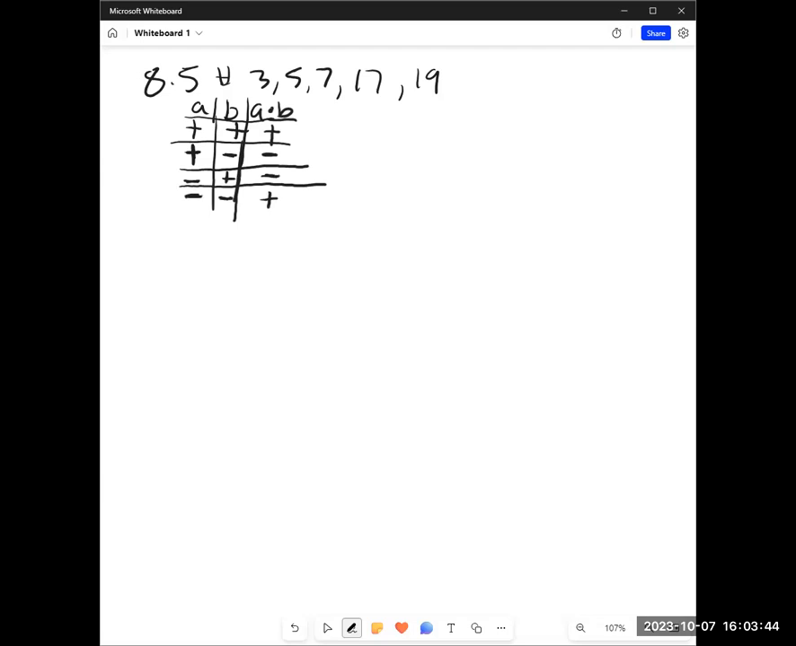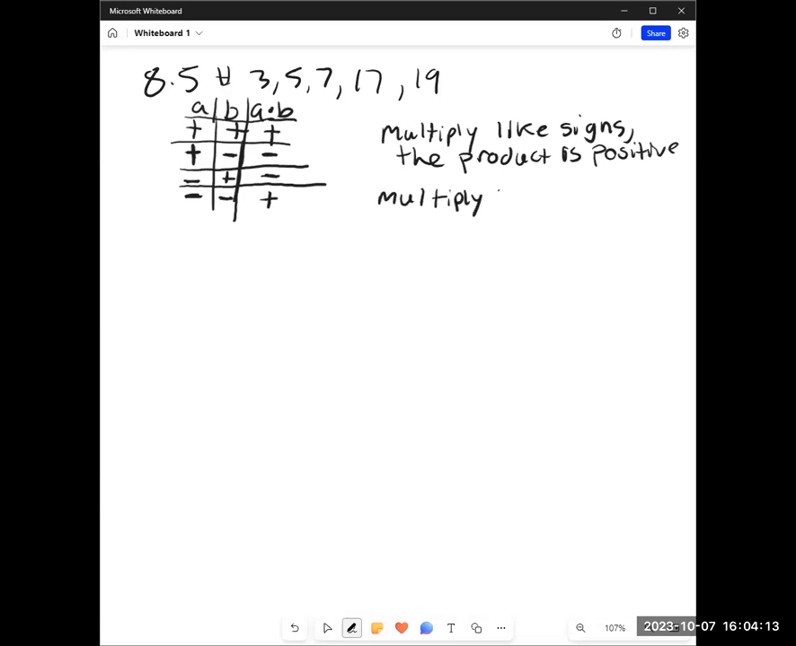So in general, this simplifies down into, if I multiply like signs, the product is positive. If I multiply unlike signs, the product is negative.